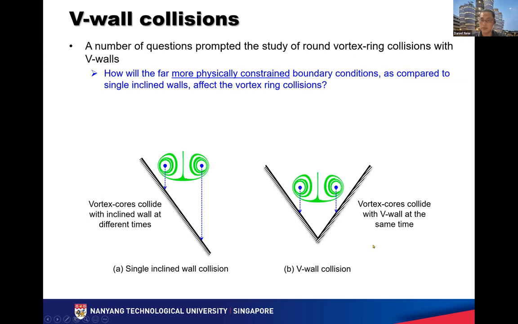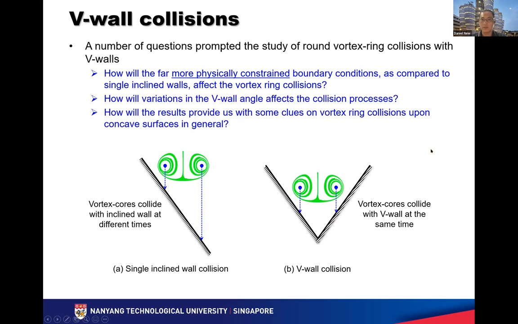So we're interested in finding out just how different that can be. And of course, we're also interested in finding out what will happen if the V-wall angle gets progressively smaller or becomes sharper. We're also wondering how these results are going to give us some clues on how vortex ring collisions upon concave surfaces are going to behave in general, because this can be treated as a rather simple concave surface.